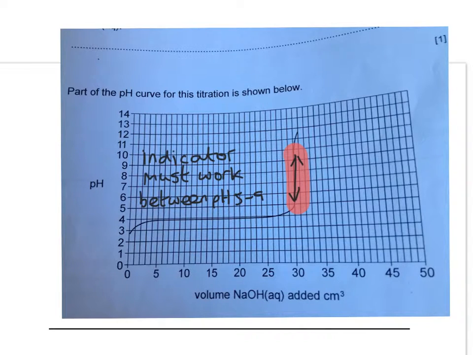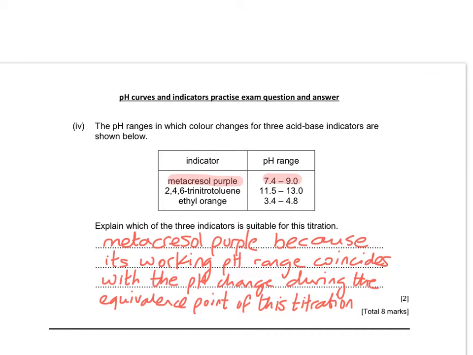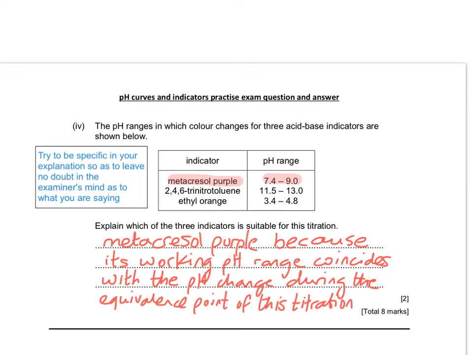So let's now go back to the question, and armed with that knowledge, we can now think about what choice we're going to make. So the obvious choice would be metacresol purple. So we say it's because its working pH range coincides with the pH change during the equivalence point of this titration. So try at all times to be specific in your explanation so the examiner has no doubt in his or her mind as to what you're trying to say.